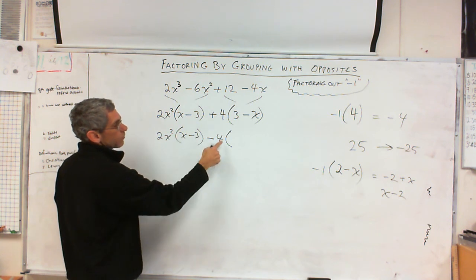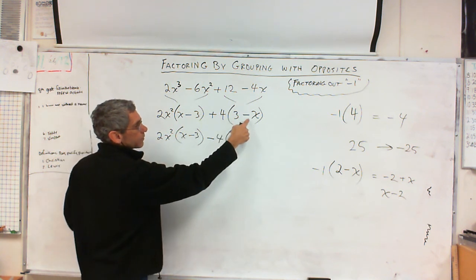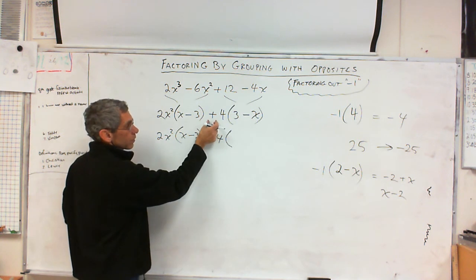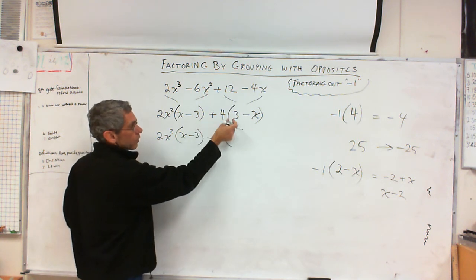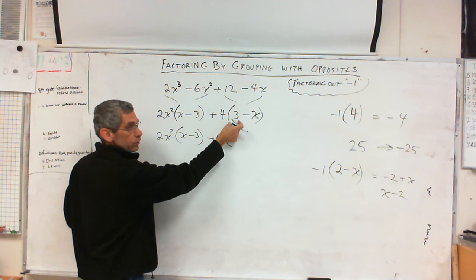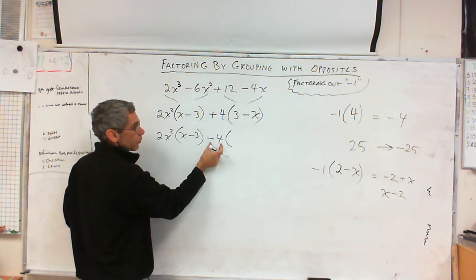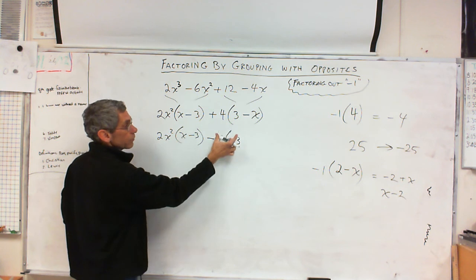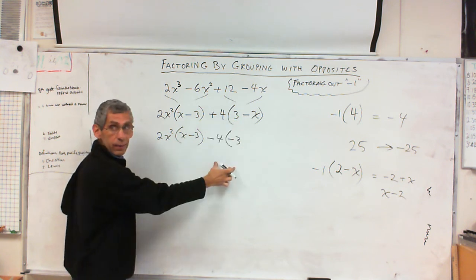By doing this negative, I'm going to change the signs in everything inside here. Does that make sense? Because right now it's positive 4 times 3. That would be positive 12, right? Now I've got -4 times -3. That would be positive 12, right? You see how those are the same?